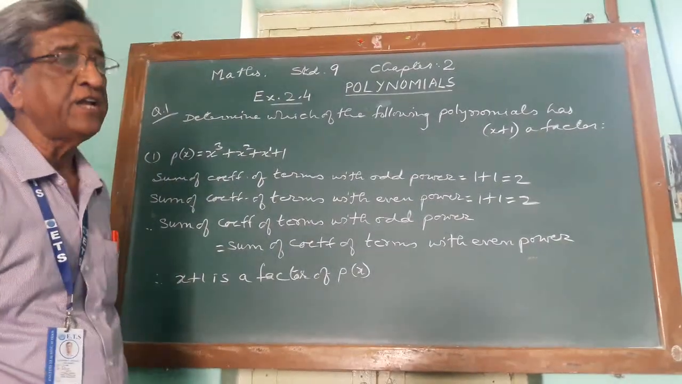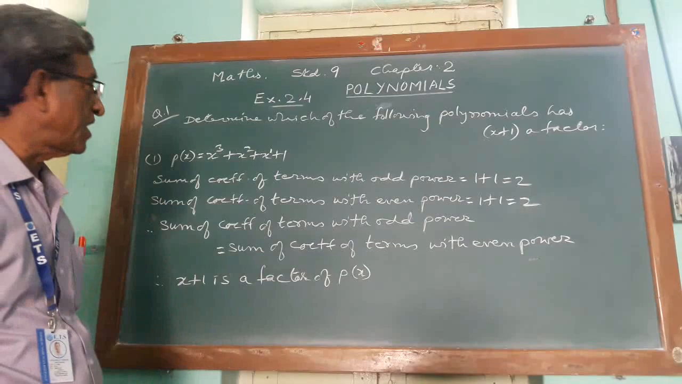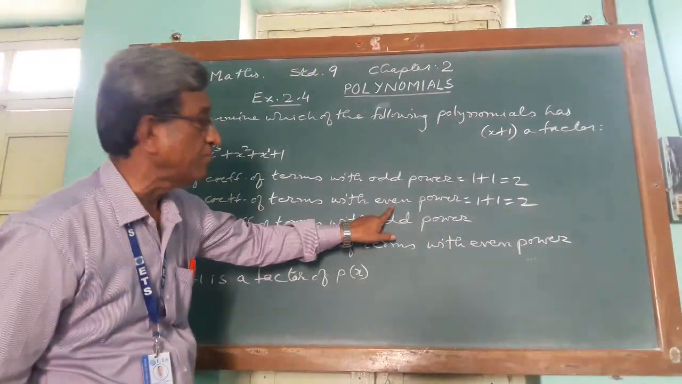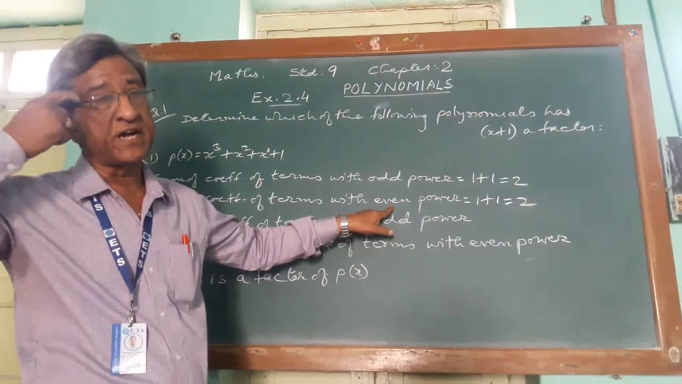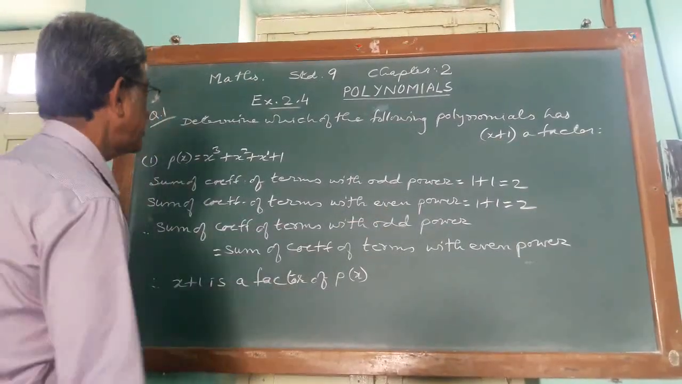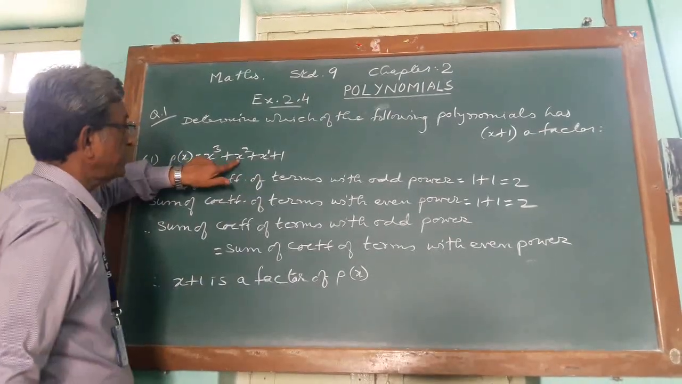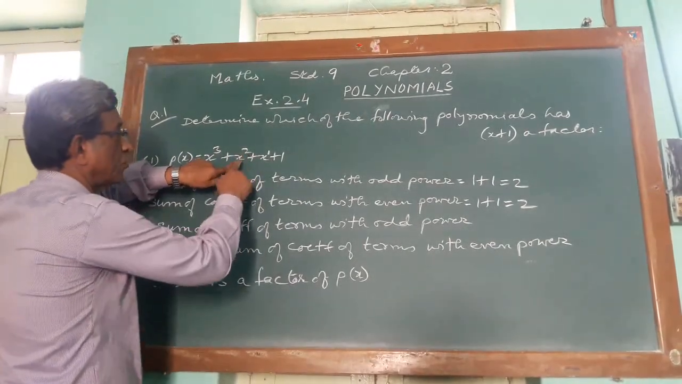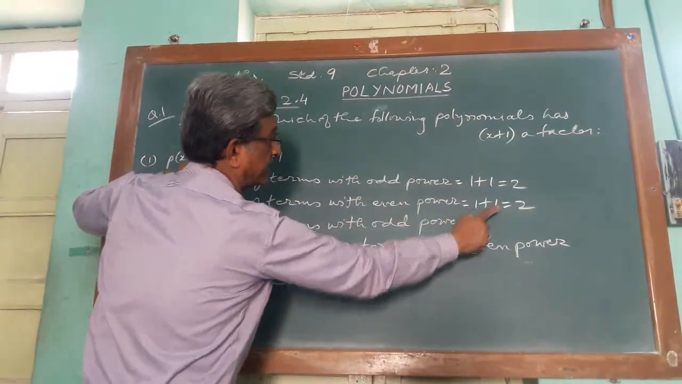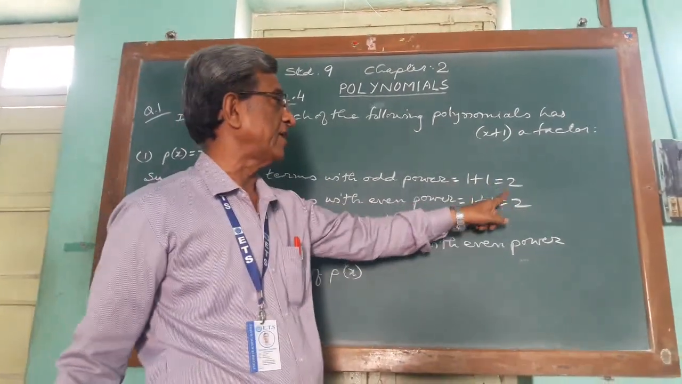Now similarly you have to find the sum of coefficients of the terms with even power, meaning the constant and x raised to 2 or 4. So here the constant is 1 and the even power is 2. The coefficient of x square is 1 and the constant is 1. So 1 plus 1. So here you got both equal.